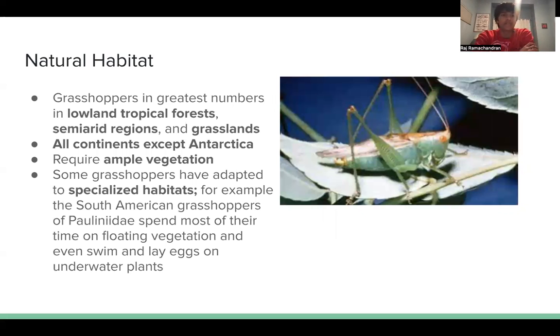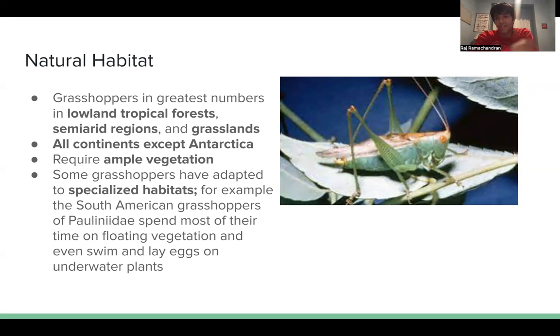As for the natural habitat of grasshoppers, they're found in great numbers in lowland tropical forests, semi-arid regions, and grasslands, basically anywhere where there's a lot of vegetation. They're on every single continent except for Antarctica. They require a lot of vegetation.